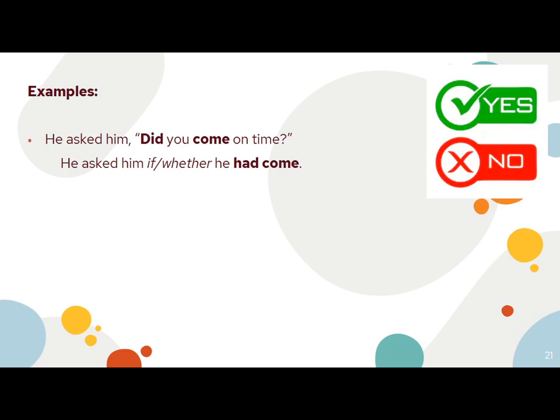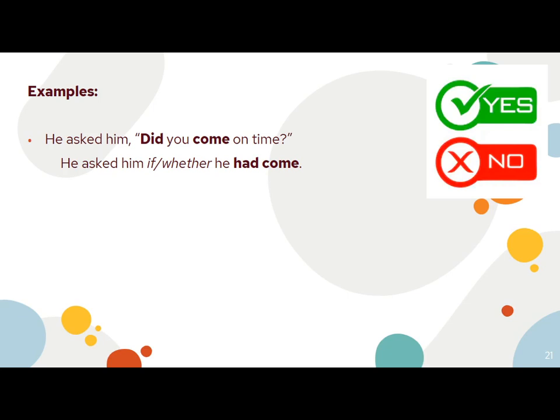So right here we're going to have he asked him, and take a look now at the question. The question might be answered by having a yes or a no. Did you come on time? Yes. Or did you come on time? No. Because it is a yes no question, the reported speech is going to be introduced with the words if or whether. You can use any of those, if or whether.